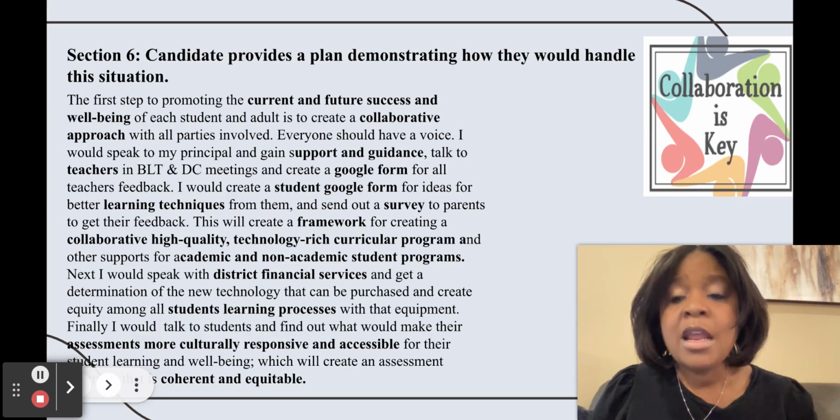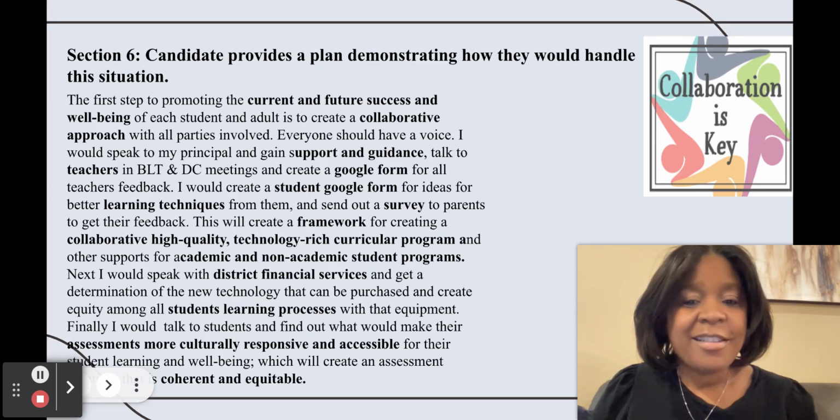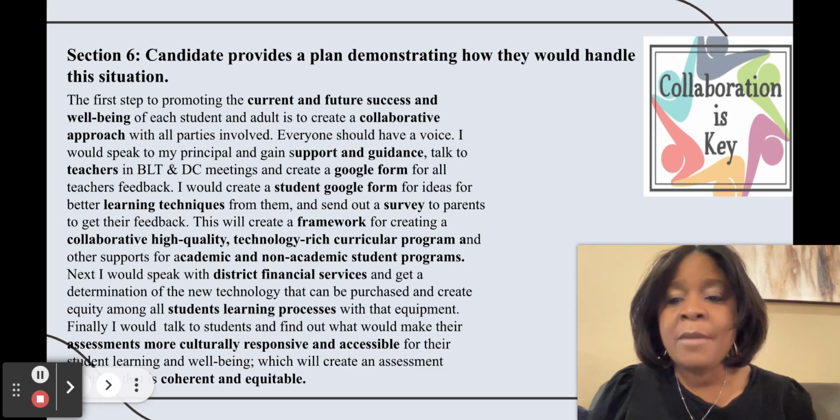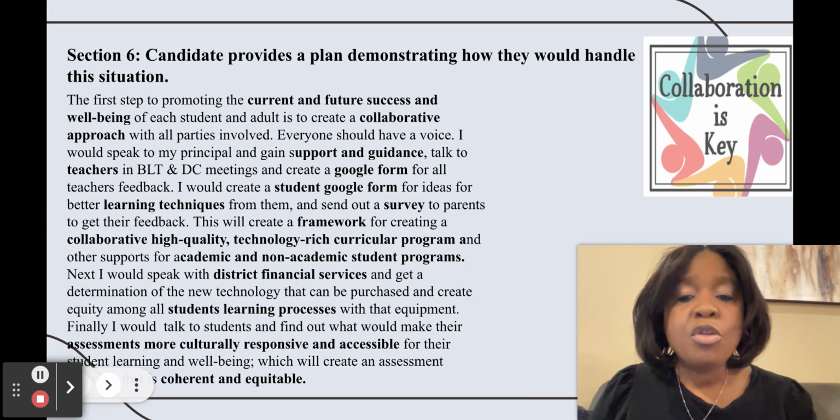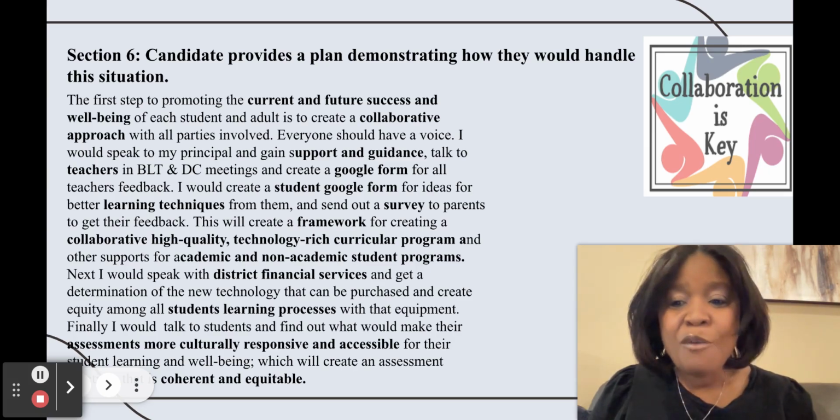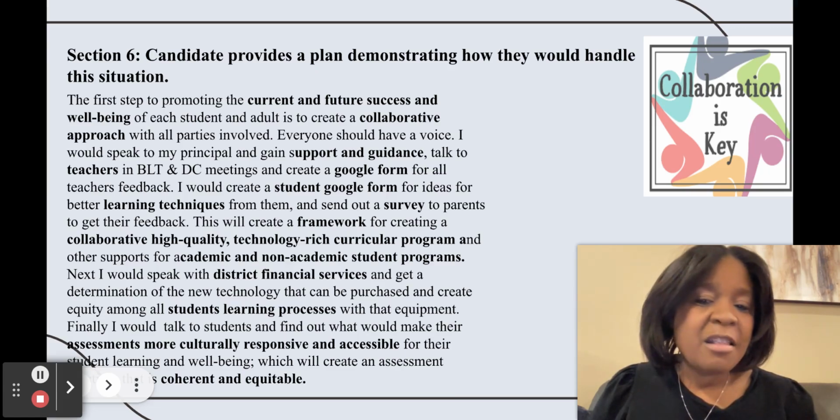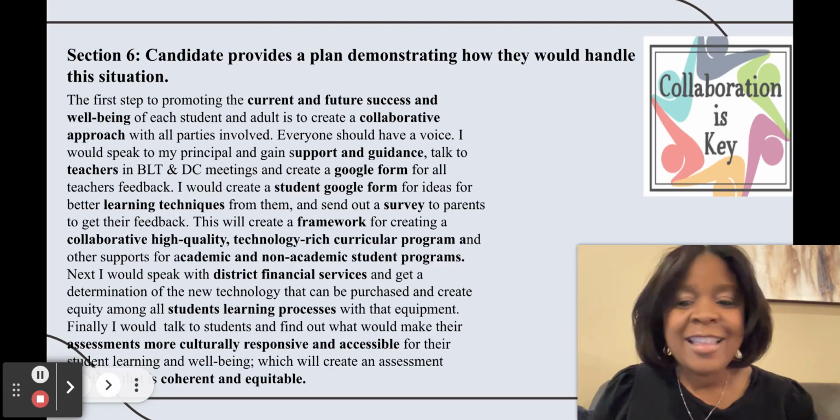student programs. Next, I would speak with district financial services and get a determination of the new technology that can be purchased and create equity among all student learning processes. Finally, I would talk to students and find out what would make their assessments more culturally responsive and accessible for their student learning and well-being, which would create an assessment that was coherent and equitable.